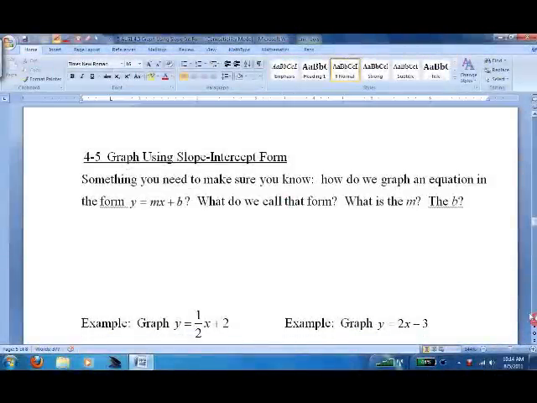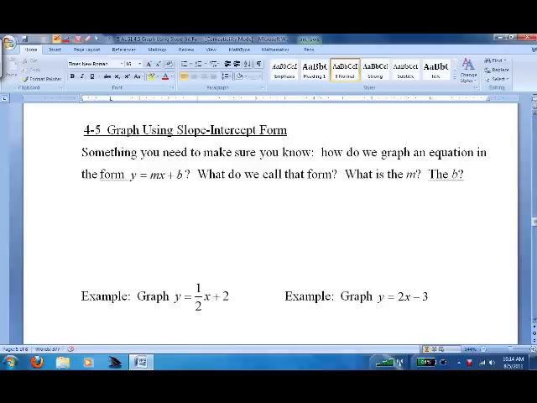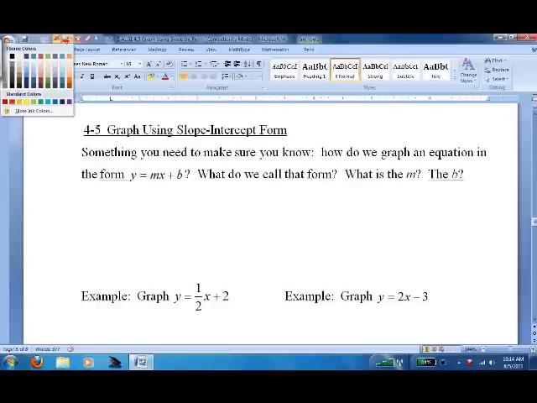Today's lesson is on graphing using slope-intercept form. This lesson will focus more on one particular topic, and it's important to get it because you will spend a lot of time using it in mathematics, geometry, algebra 2, pre-calculus, calculus, business, science. It's very common. So, first things first, how do we graph an equation y equals mx plus b?